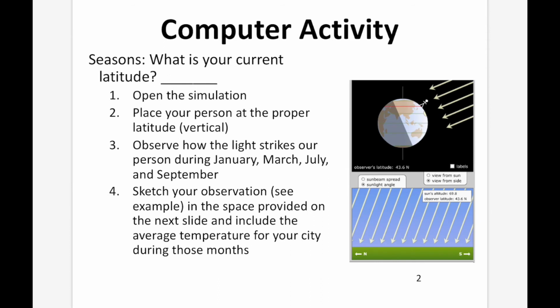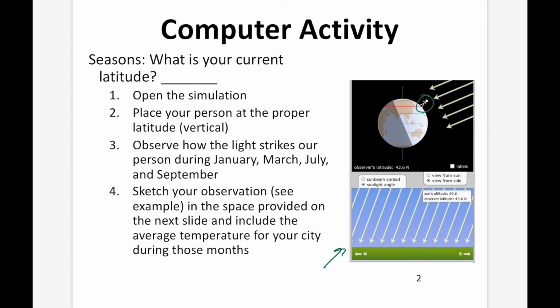So once you've figured out what your proper latitude is, place your person at that latitude. So for instance, I put my person right there. Observe how the light strikes our person during January, March, July, and September. Those are sort of the middle of the main parts of the seasons. And then sketch your observation. So this is the example right there.